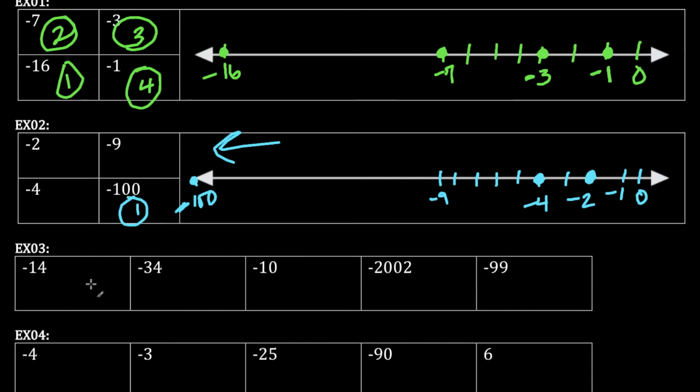The next lesser number, I guess, whatever. So in order, it would be -100, then -9. And then -4. Oh, I forgot to put that there. And then -4, and then -2.